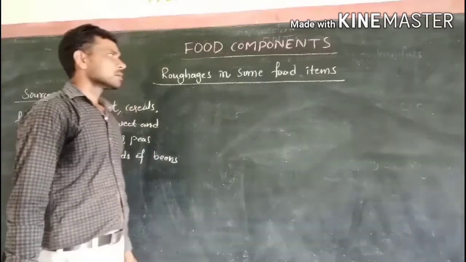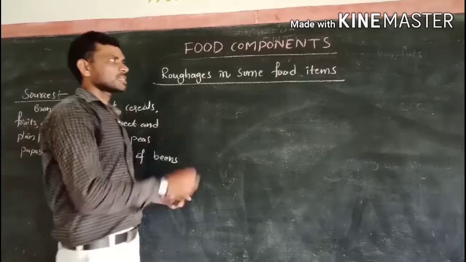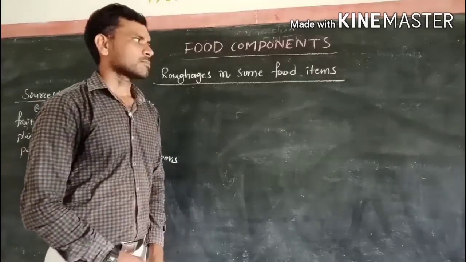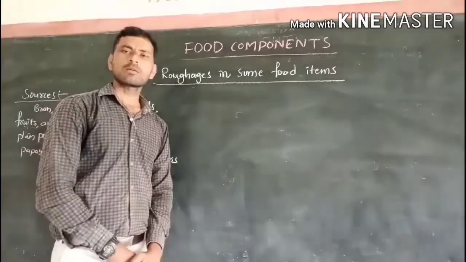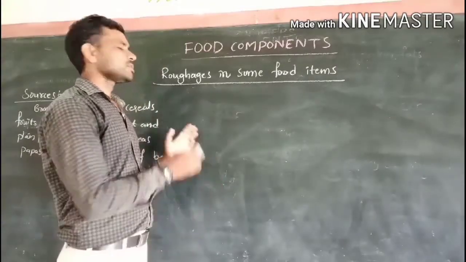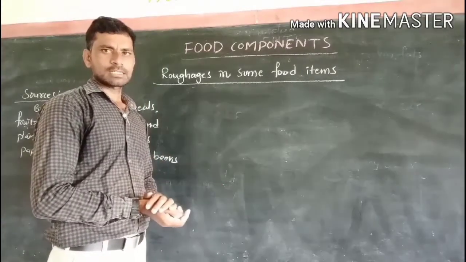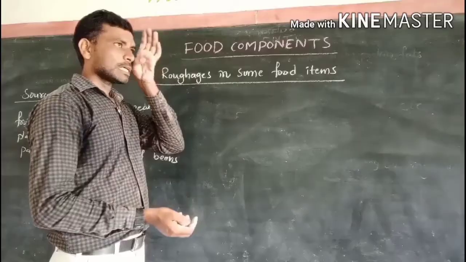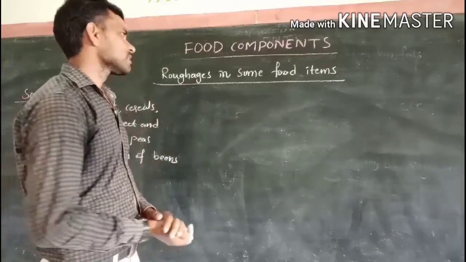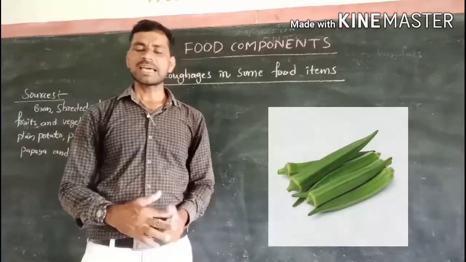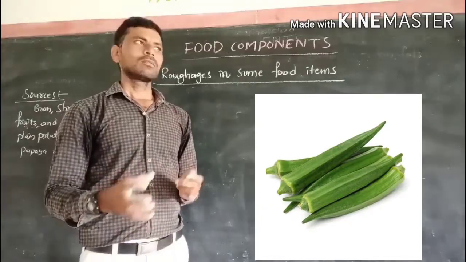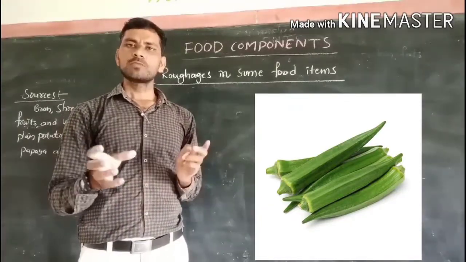Roughages. The next topic is roughages in some food items. Roughages are also one kind of carbohydrate. What is the main use of these? First of all, I will explain some sources. For understanding, you can collect some vegetables like lady's finger, ridge gourd or sweet potato.